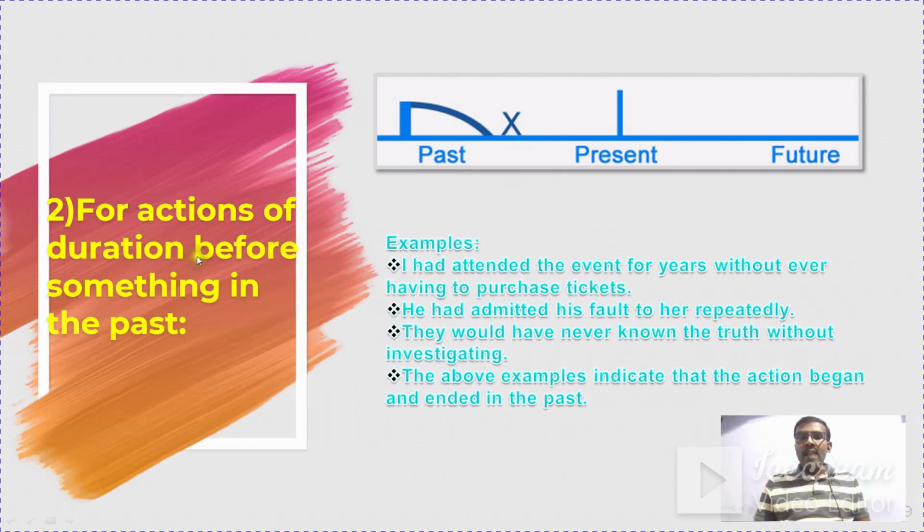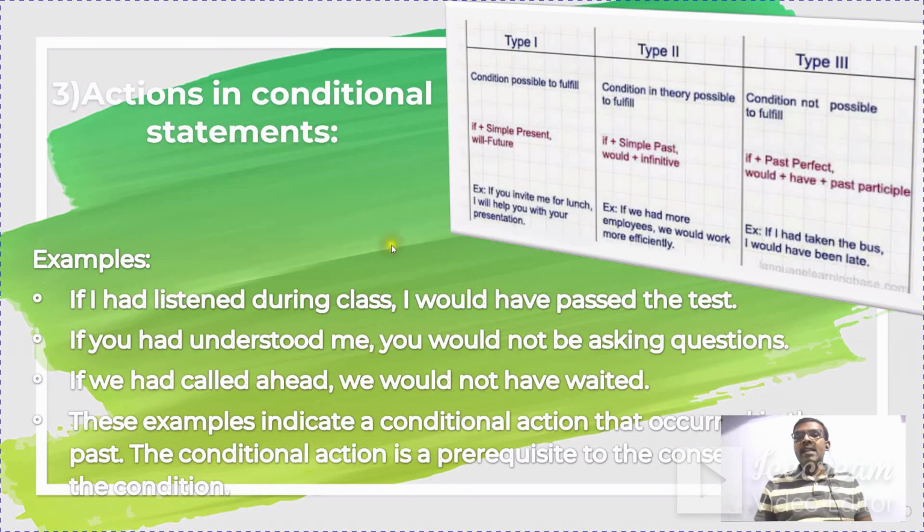Next case, actions of duration before something in the past. I had attended the event for years, many years, so some durations, but it had been completed in the past. Might be occurring repeatedly, but completed in the past. And the third use: actions in conditional statements. We are taking the if conditional clauses for using it in past perfect tense. If I had listened during class, I would have passed the test. Okay, I would have got success in my attempt, like that.